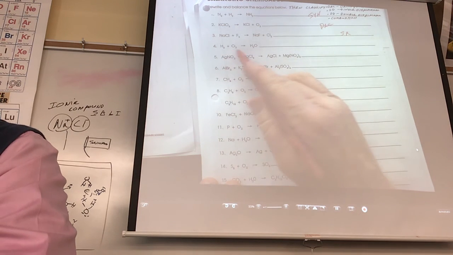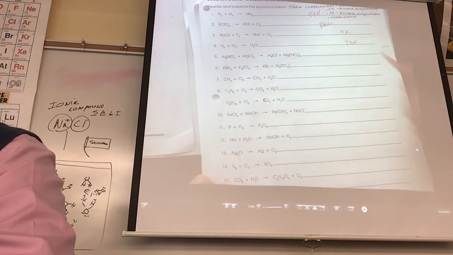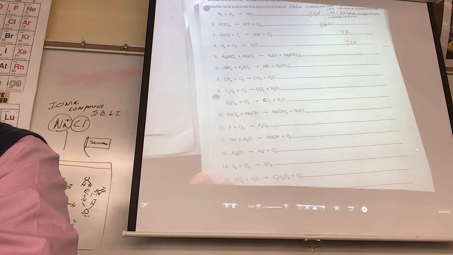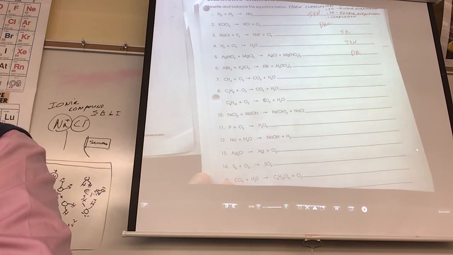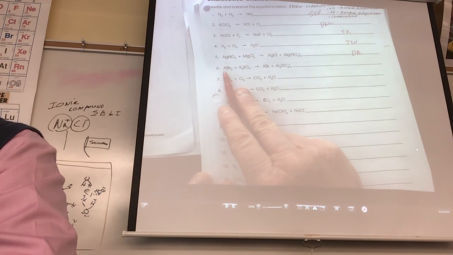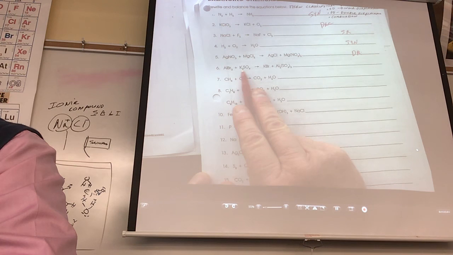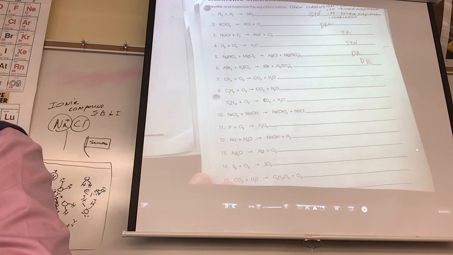A plus B yields AB, synthesis. Next. Gabe. Double replacement. Yes, and look at this. All right, next. Taylor. Single replacement? Which one? This one? AB plus CD. Double replacement? Yes. Okay. Next one.